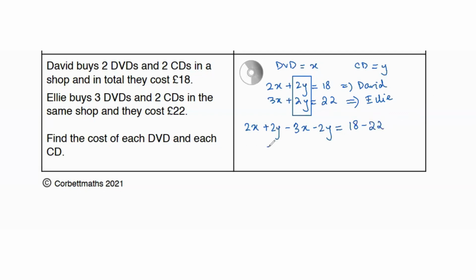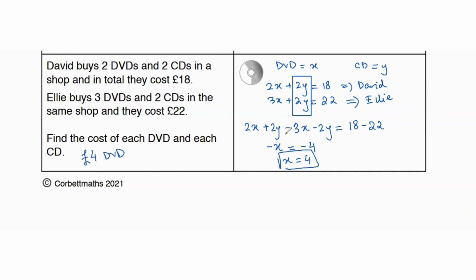So that's going to give us negative x. As you can see, y gets eliminated, and 18 minus 22 is negative 4. So x is 4, which is the cost of the DVDs, £4 for a DVD.